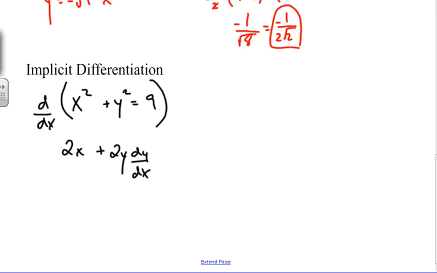Hopefully we don't have any interruptions, but continuing, we're going to have equals 0. Equals 0. All right, now, once we take this whole entire equation with respect to x, we now need to solve, and this is the key thing for implicit, we're going to solve for dy dx. Because notice that dy dx is not by itself, like in the other ones.